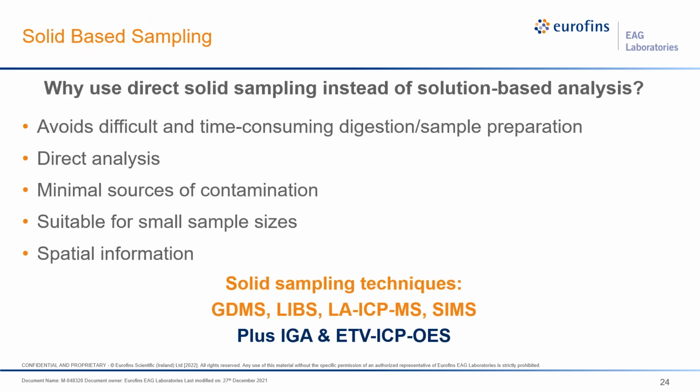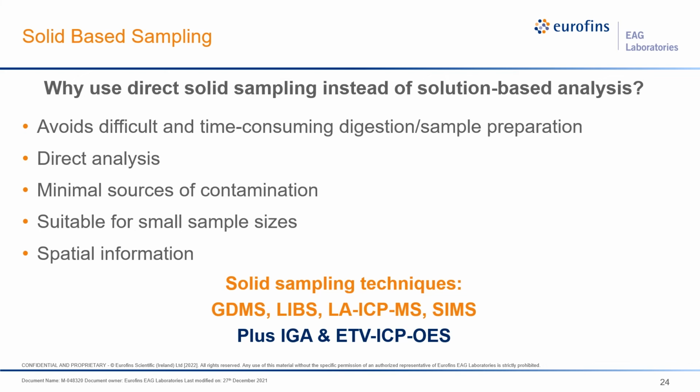So to summarize, solid sampling can sometimes be the preferred method for testing of trace and ultra-trace elements, as they involve minimal sources of contamination and minimum sample preparation. Importantly, they can be used for both bulk analysis, similar to ICP-MS, but also provide micro-scale spatial information on the distribution of trace elements in a material.